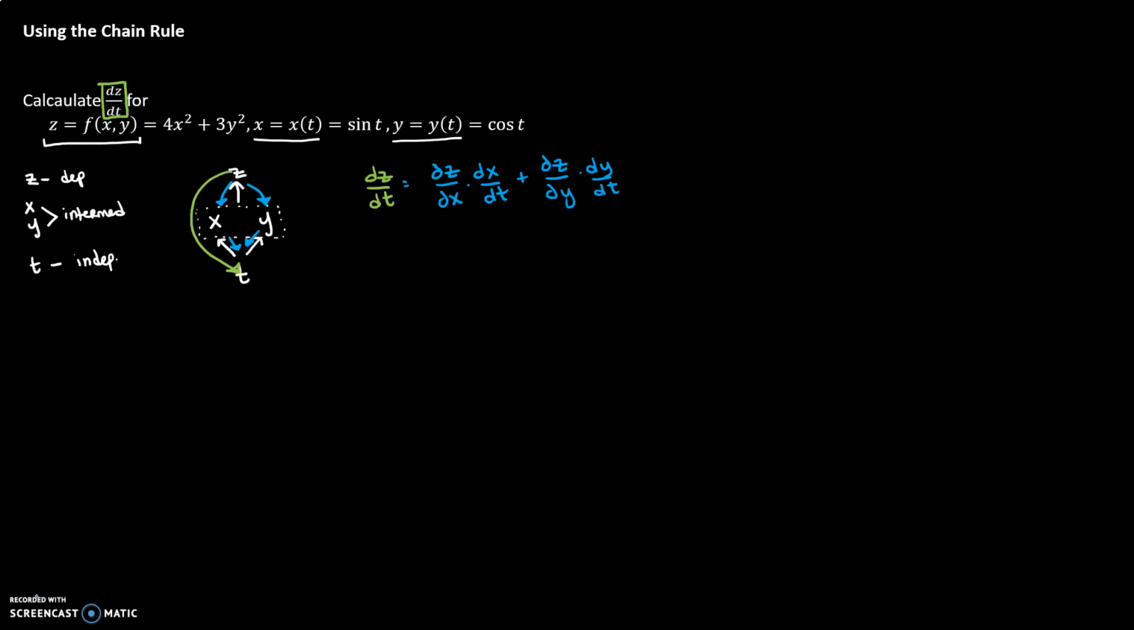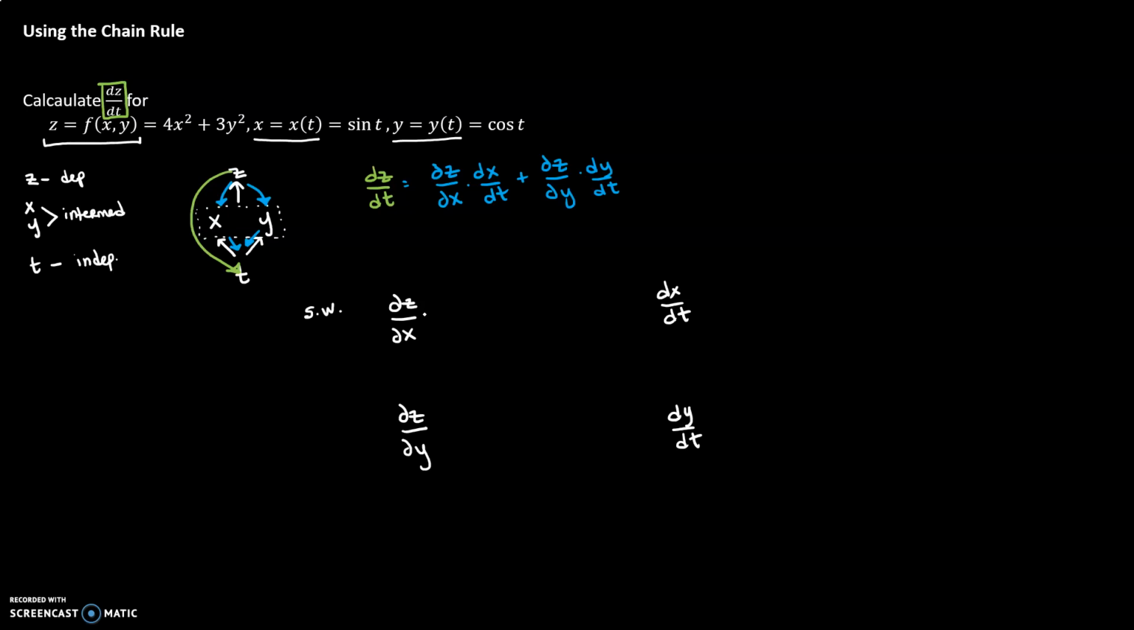Now that we know all of the different factors that we need for the calculation, let's write them out and do a little bit of scratch work. So we need the partial of z with respect to x. We need the partial of z with respect to y. We also need dx/dt, and we need dy/dt.